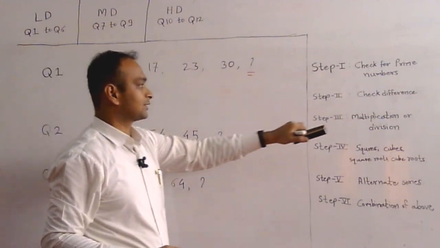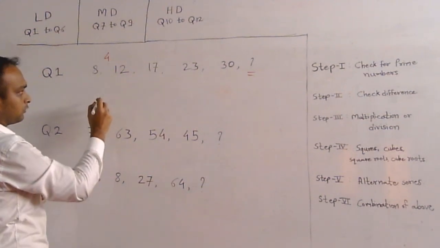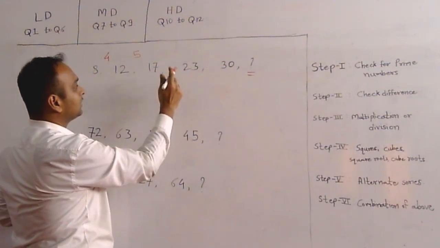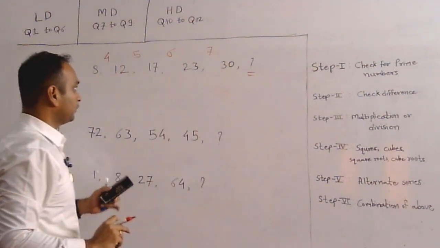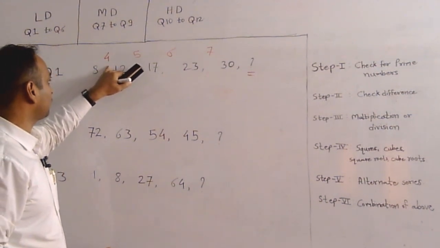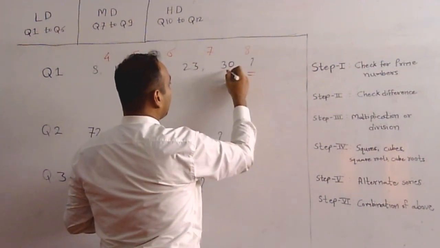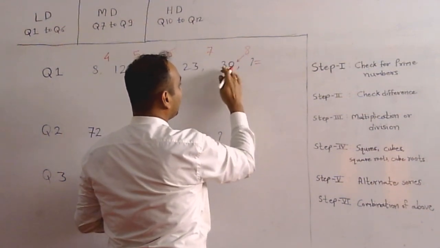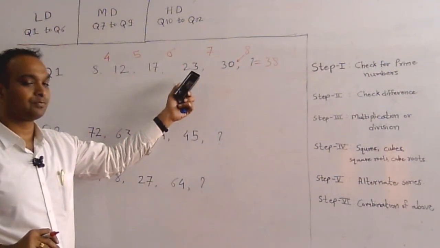Let's go for differences now. 8 and 12, the difference is 4. 12 and 17, the difference is 5. 17 and 23, the difference is 6. 23 and 30, the difference is 7. If you observe the differences, it is incrementing by plus 1: 4, 5, 6, 7, and the next difference should be 8. So if we add 8 to 30, we get 38, and that is the right answer for question number 1.